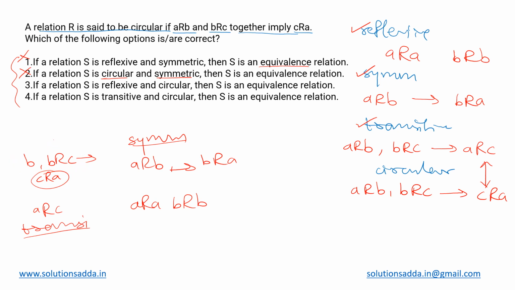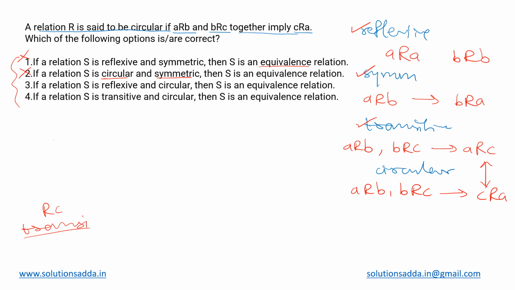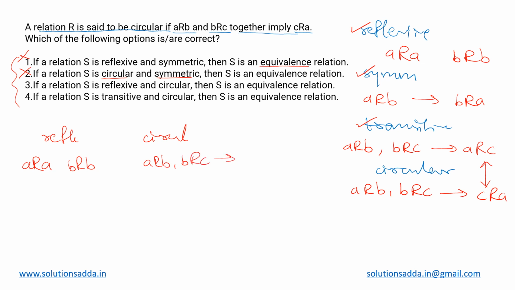Then in the same way, let us check out if in the option 3 we are able to derive all the three properties, all the three relations holding true or not. So in the third one, we are having the relation as reflexive and circular. It is reflexive, which means A relates to A and B relates to B. It is circular, implies that A relates to B, B relates to C. Put together, they imply C relates to A.